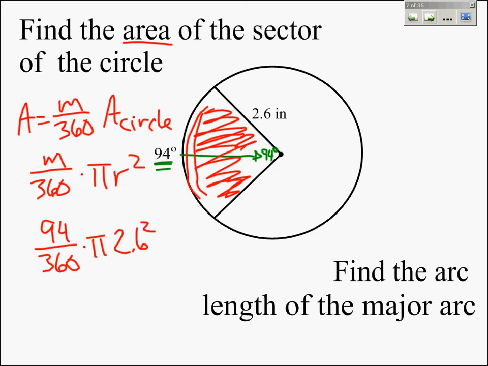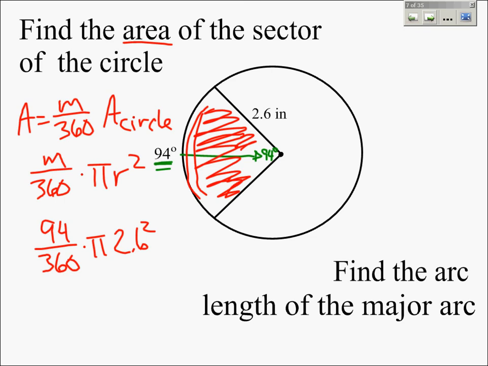This formula comes from, sector has to do with area, right? So that's why area is in the formula. We have this section of the circle, and we want to know how much it is. We don't want to know how much the whole circle is. We want to know how much the section of the circle is. So that's where this formula comes from.